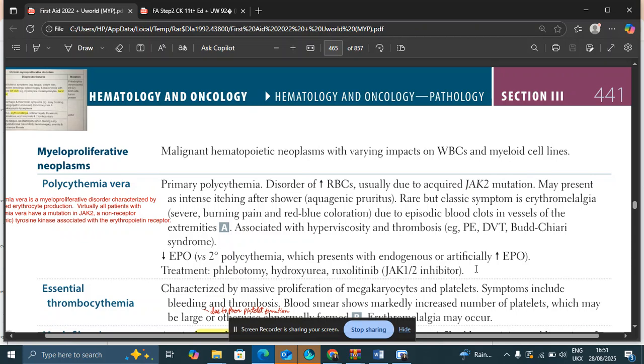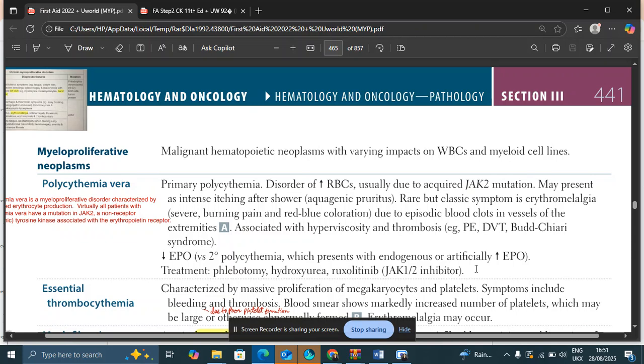Absolute polycythemia means that in reality there is excessive RBC production. Relative polycythemia means that there is not excessive RBC production, but there is a relative elevation of RBCs. There is a relative elevation of hematocrit due to decreased plasma volume. Relative polycythemia is associated with hypovolemia and dehydration. So, hypovolemia or dehydration leads to decreased plasma volume, which in turn leads to a relative elevation of RBCs.